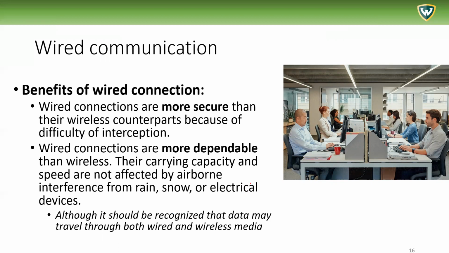I should just highlight something here. You should recognize that data may travel through both wired and wireless media. Just because your home computer or your office computer is connected via a wire to your office network, it doesn't mean that through other points in the travel of your data, it's also wired. Part of it can be wireless, part of it can be wired, and so on. So they are often both working together.